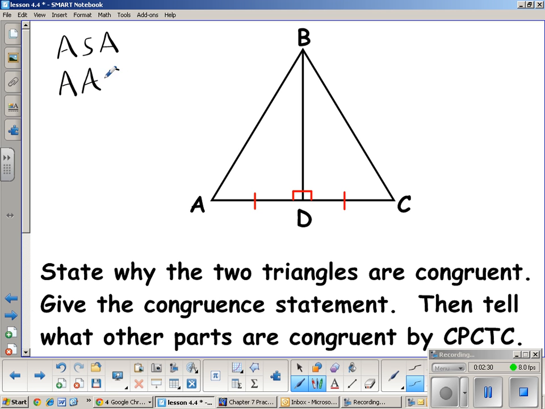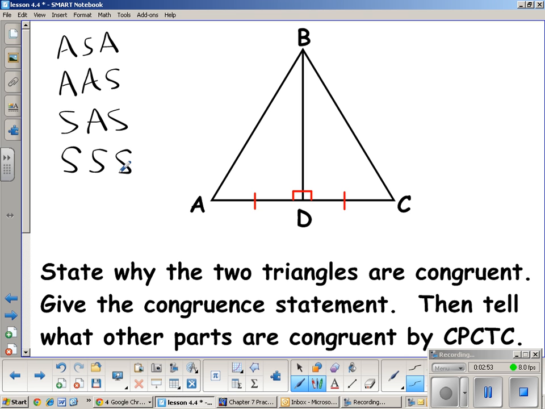Somebody else? Side, angle, side. Someone else? Side, side, side. Those are the four that we've learned so far. We will learn another one, but those are the big four, the ones we use most of the time. So which one of these allows us to say that these two triangles are congruent?